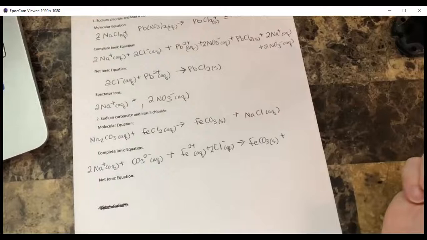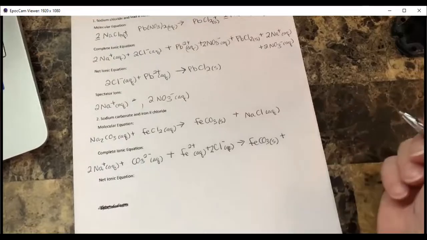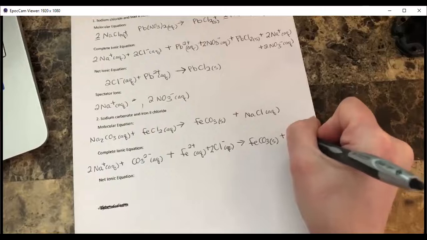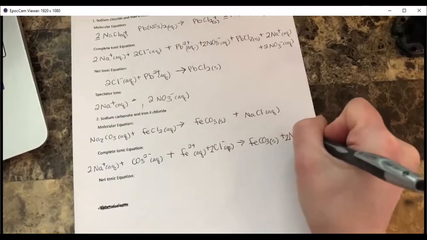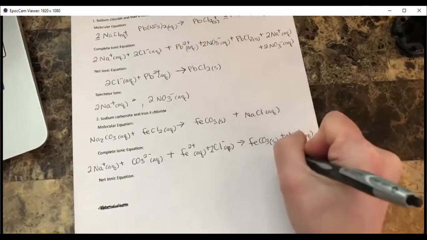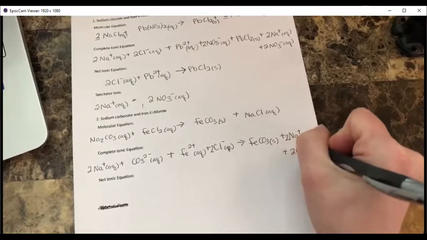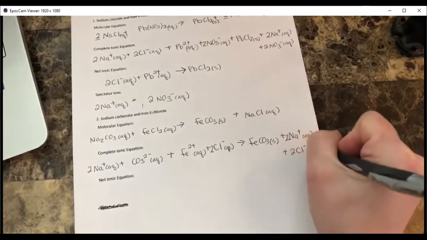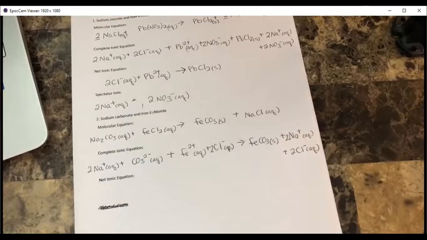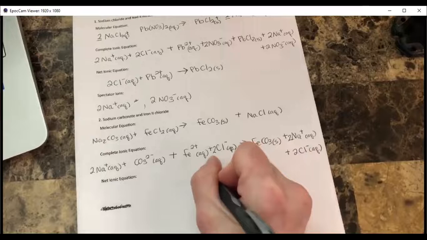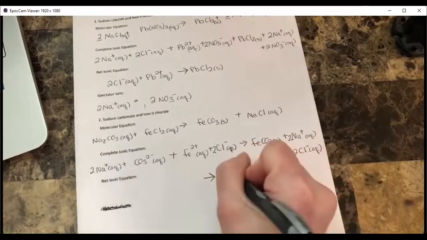And what else do we have over here? We have, my favorite, sodium and chlorine. So we have the 2 sodium, AQ, plus we have 2 chlorine, AQ. I need bigger paper or write smaller or something here. So let's see what the net ionic equation is that produced that solid. So I'm going to put my solid down here.